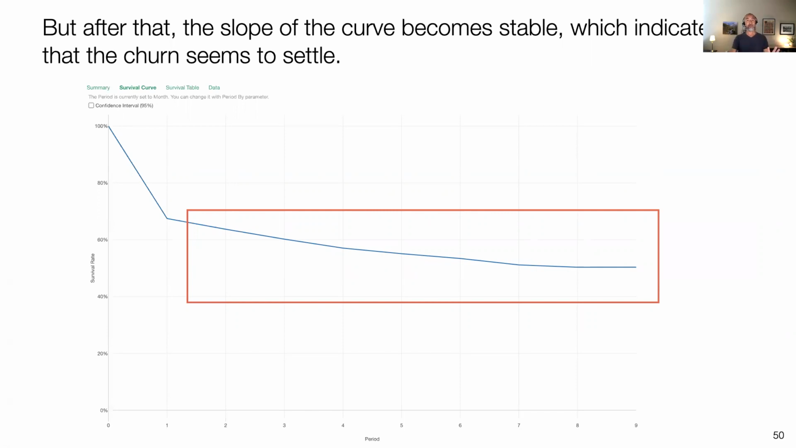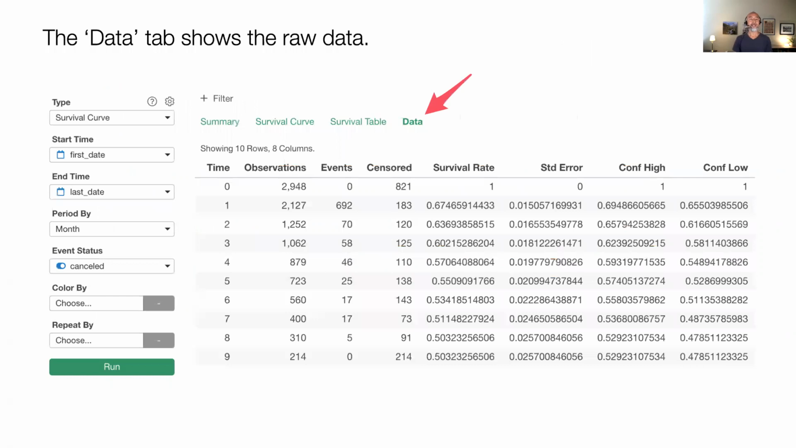So by just drawing this survival curve, you can see the pattern of your customers' churn or retention. Okay, and then you can go to the Data tab, and you have a bunch of columns. The first time, you might get confused: what are these?